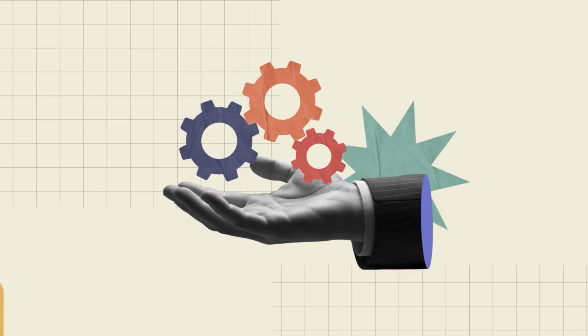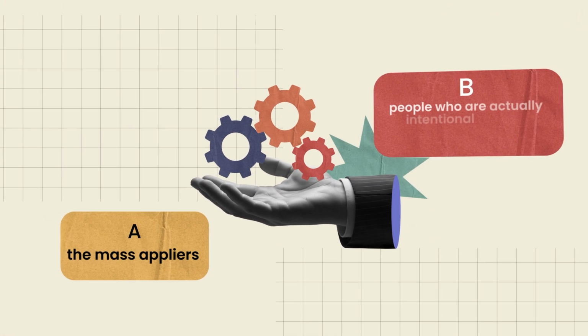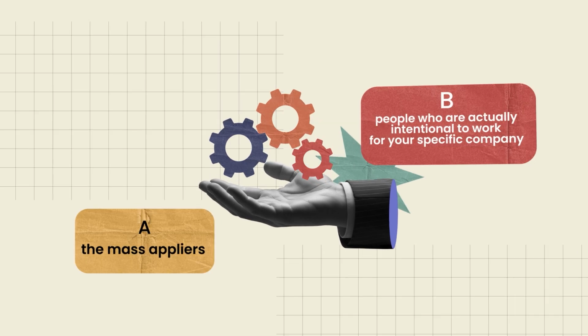So for example, you put out an application and then it's all text-based form as well, which I don't like. There's very limited information and people just kind of roll through the actual job requirement description and they'll just try to mass apply as many places as they can. So my thing was, okay, I want to create a system where I don't get A, the mass appliers, and B, people who are actually intentional to work for your specific company. And not just people who are just kind of filling out forms for fun.